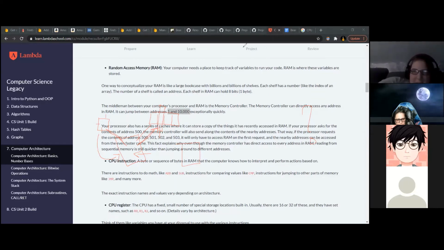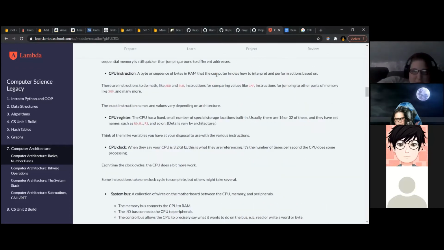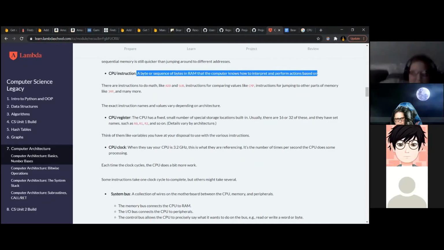I think I'm literally just stuck on address and instructions. Okay, there's not a one-to-one relationship between instructions and address. The instructions are bytes or sequences of bytes in RAM that a computer knows how to interpret and perform actions based on, which we talked about.